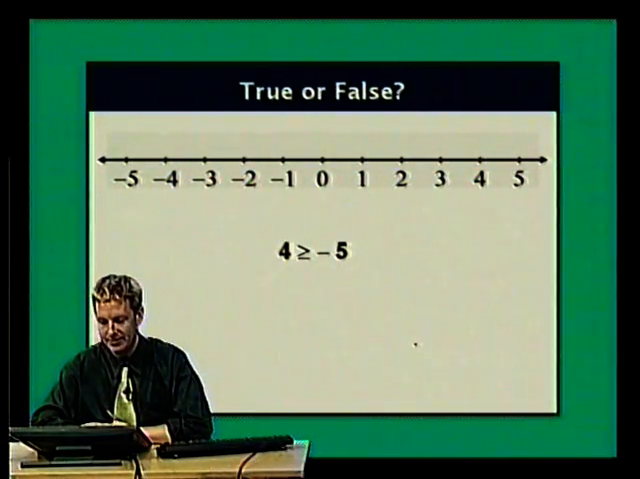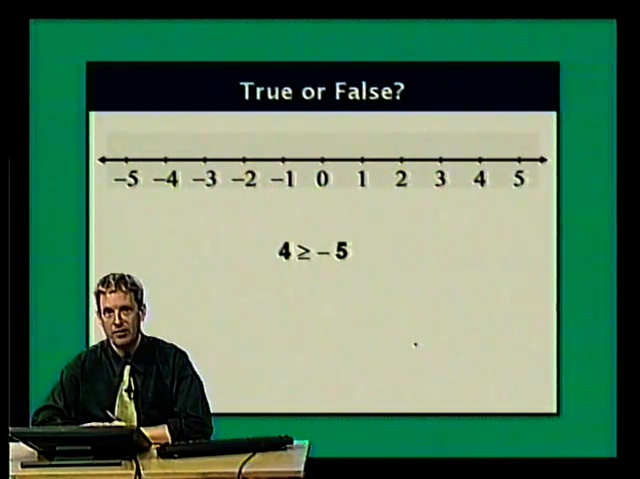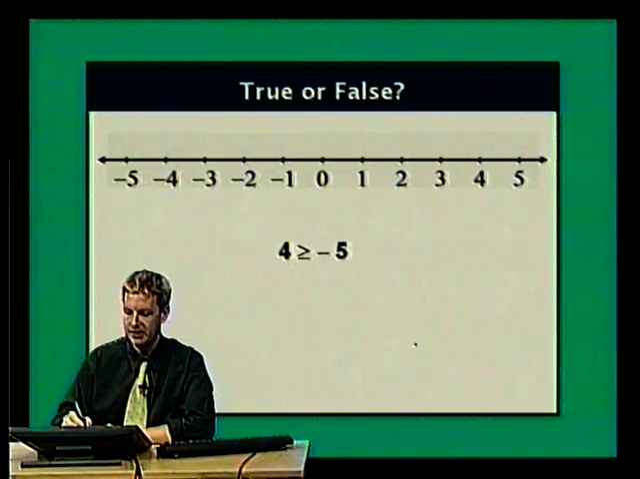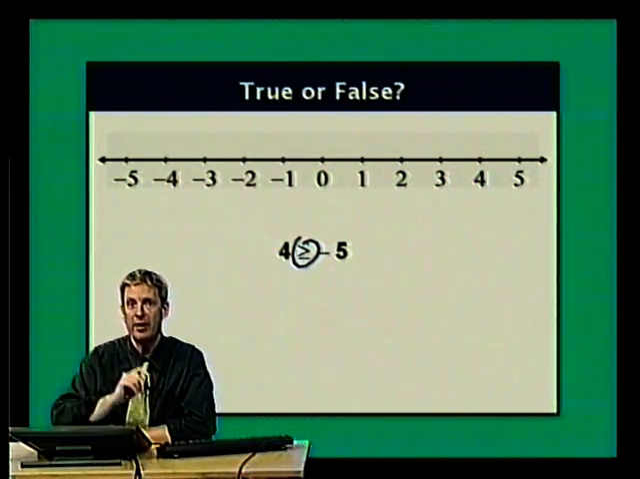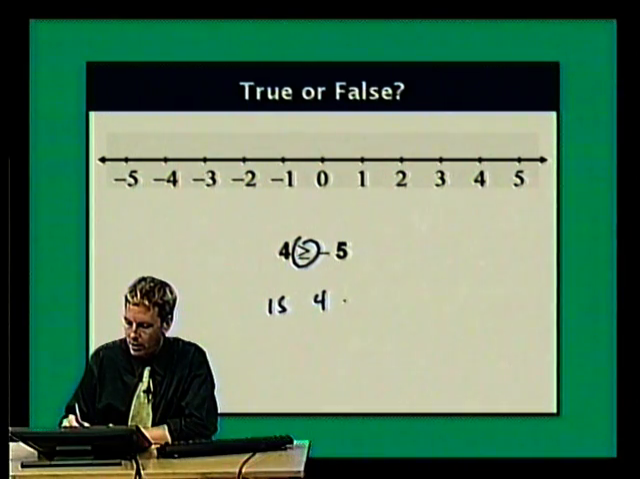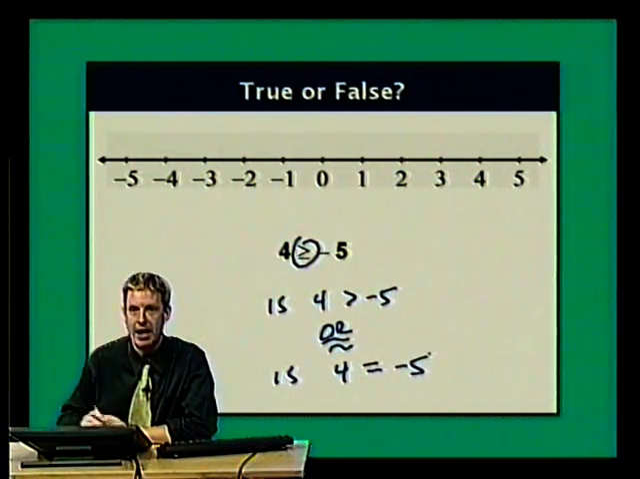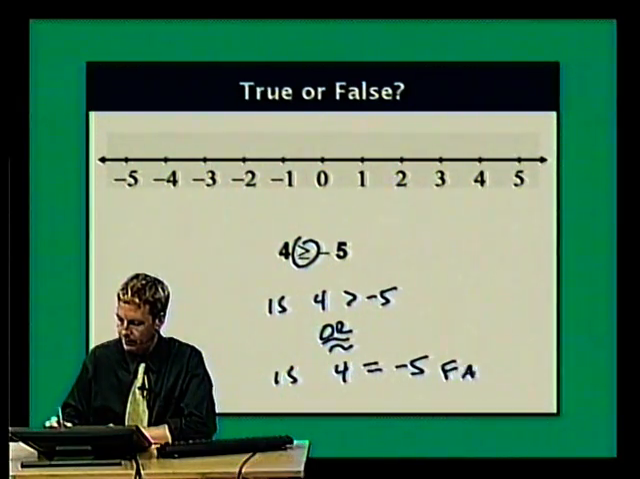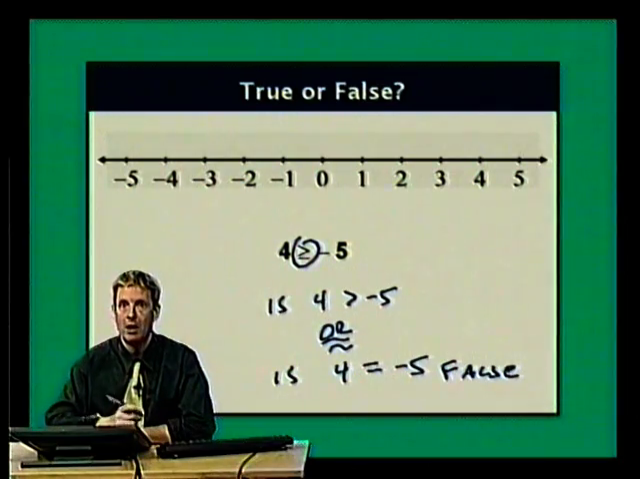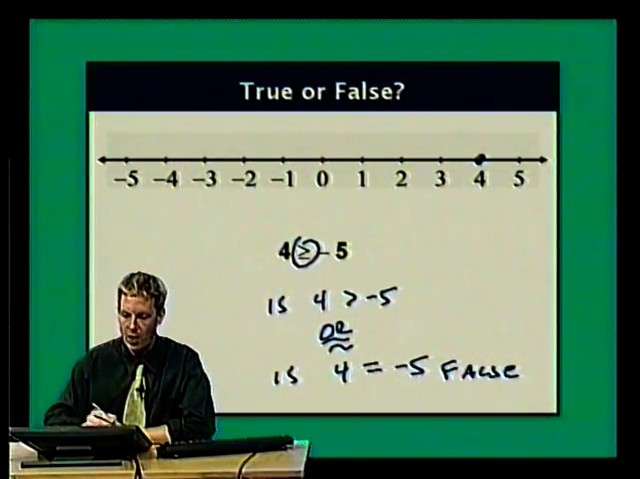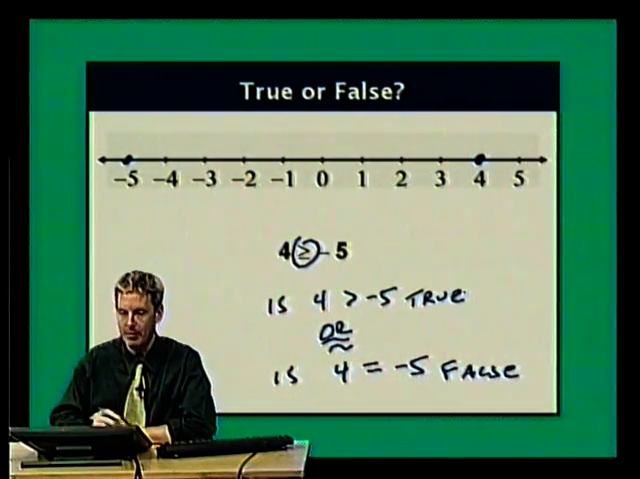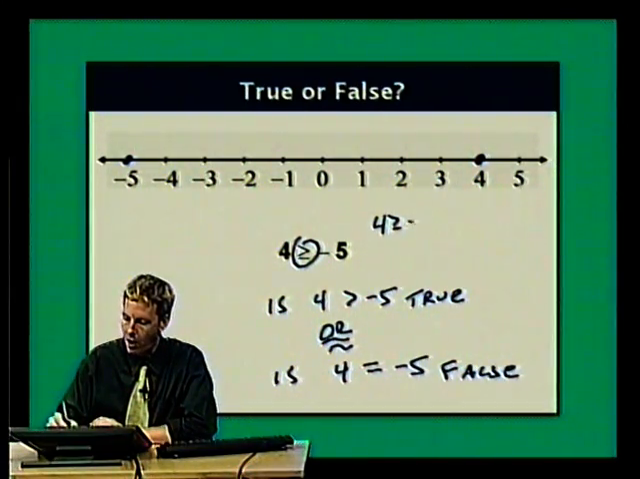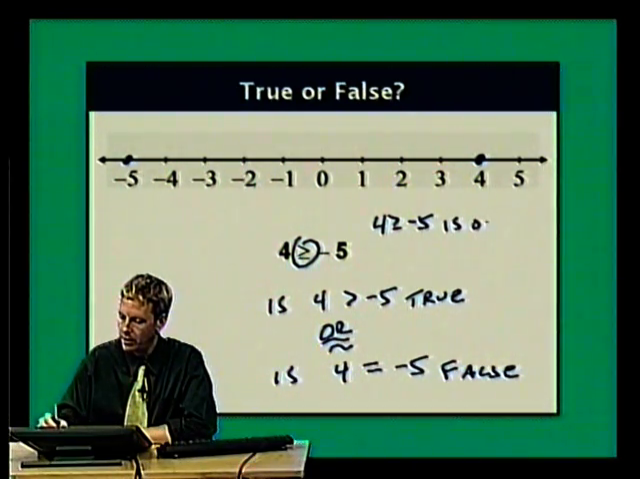Let's do some true or false questions. Is it true or false that 4 is greater than or equal to -5? This is the first time we've seen this symbol here. It's called a greater than or equal to symbol. And what we want to know is, is one of these two things true? Is 4 greater than -5, or is 4 equal to -5? Well, obviously, the statement 4 equals -5 is false. On the other hand, 4 lies to the right of -5, so the statement 4 is greater than -5 is a true statement. So it's also true that 4 is greater than or equal to -5.